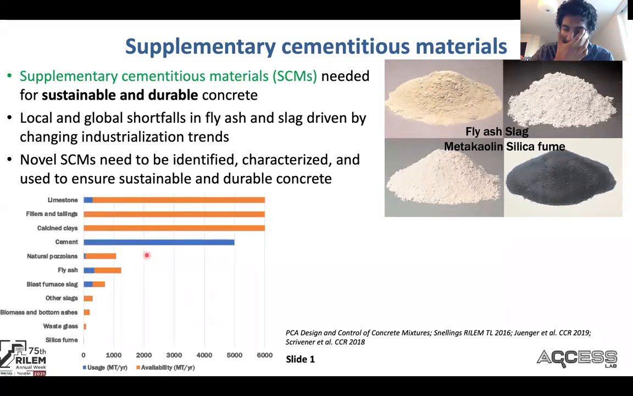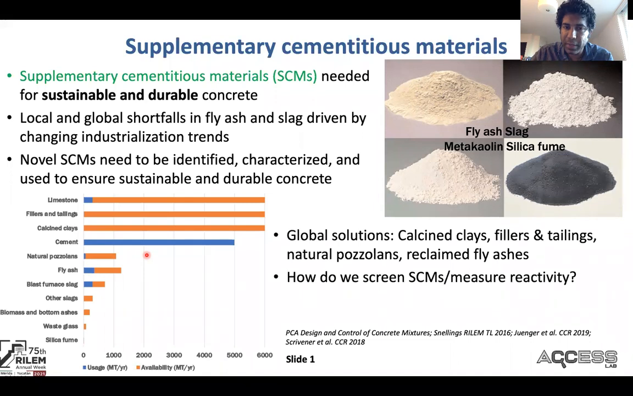This figure, which is adapted from Scrivener et al., shows you the amounts of some of these novel SCMs. At a global level, our solutions are calcined clays, fillers and tailings, natural pozzolans, and reclaimed fly ashes. Lots of other materials could be important at local scales. And the million-dollar question is, of course, how do we screen SCMs, or how do we measure their reactivity?